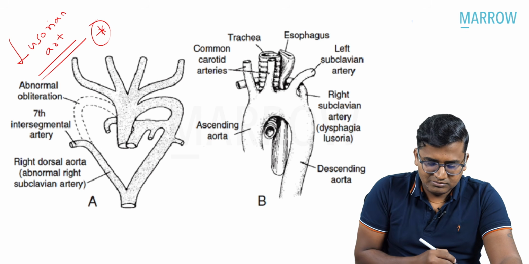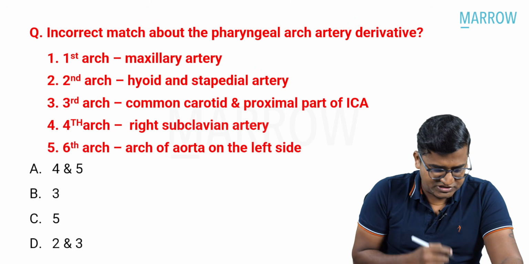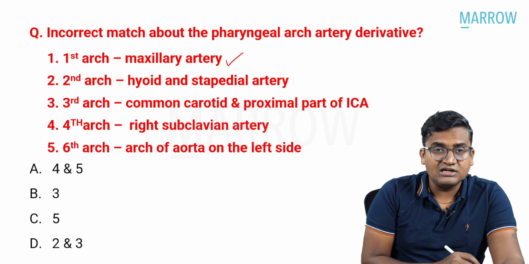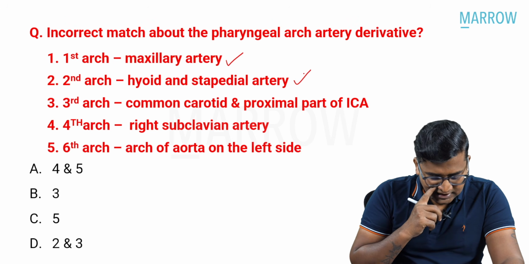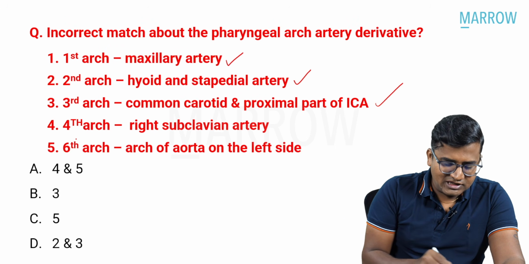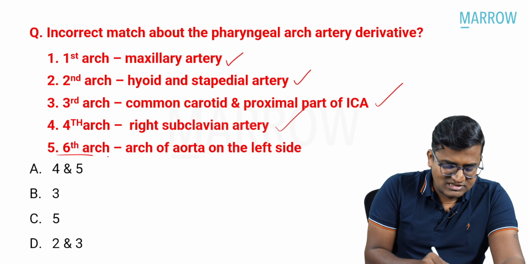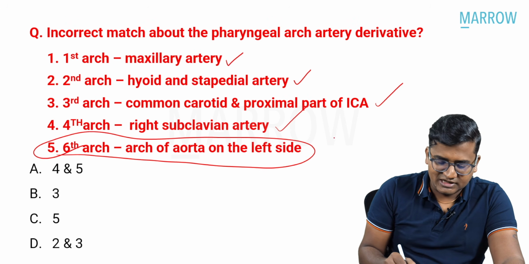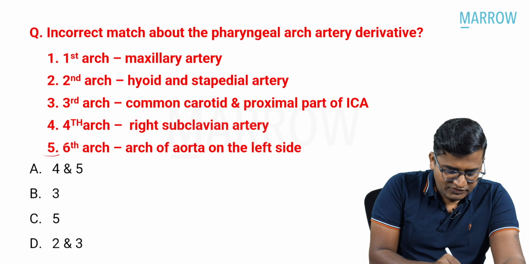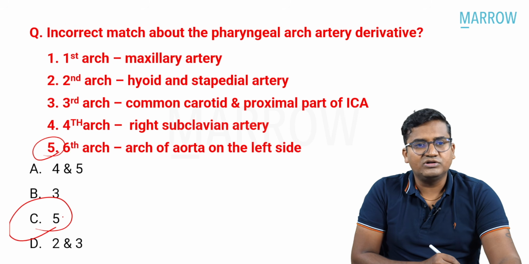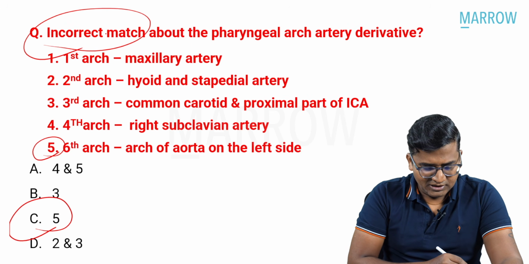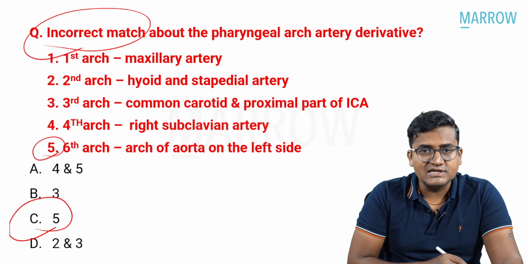So, these are some basic points you have to know about this question. First arch artery forms the maxillary artery. Yes, correct. The second arch artery forms hyoid and stapedial. Yes. Third arch artery forms common carotid and proximal part of internal carotid. Again, yes. Fourth arch artery forms right subclavian. Yes. But the sixth arch artery forms arch of aorta on the left side. This is wrong. So, the fifth statement is wrong. C is the answer for this question. They are asking the incorrect match.